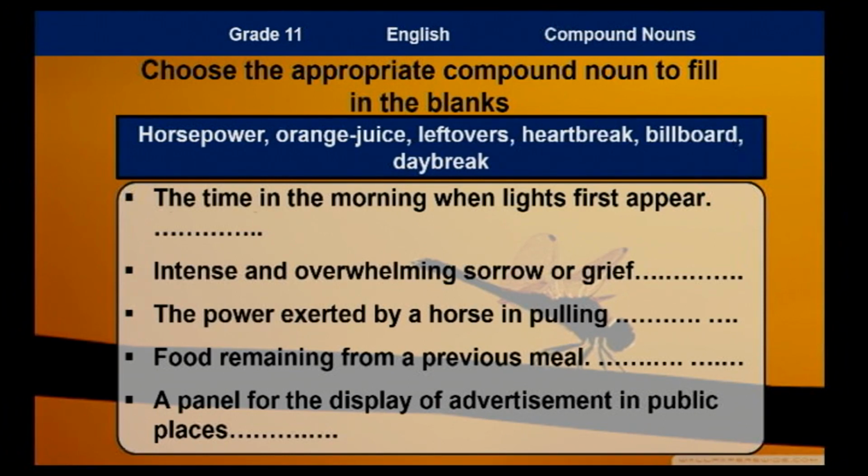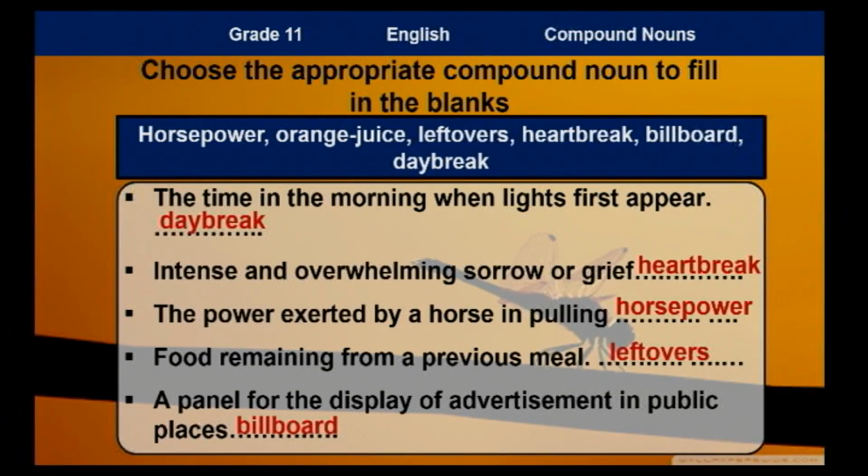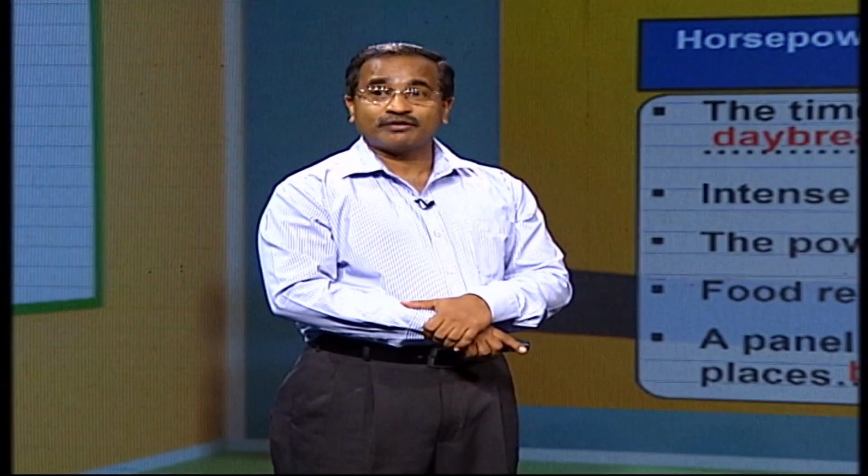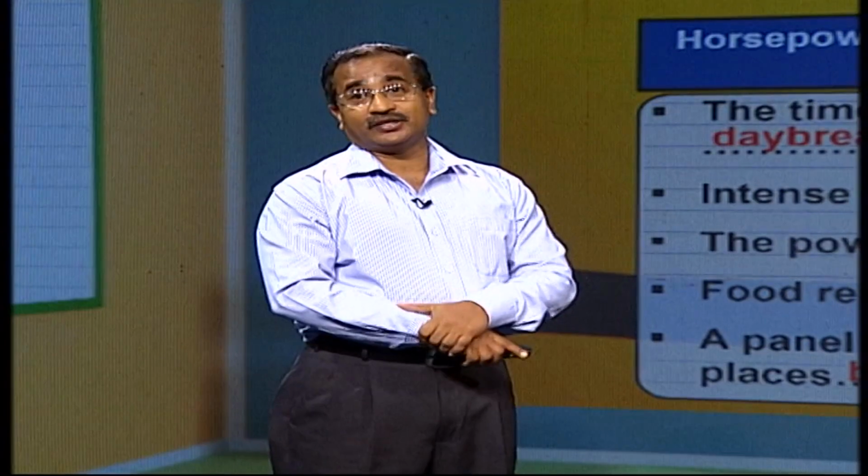The first one, the time in the morning when light first appears, that is daybreak. Next, intense and overwhelming sorrow or grief, heartbreak. The power exerted by a horse in pulling, horsepower. Food remaining from a previous meal, leftovers. A panel for the display of advertisements in public places is called a billboard. Yes, when you go along the road, you can see a lot of billboards on either side of the road.